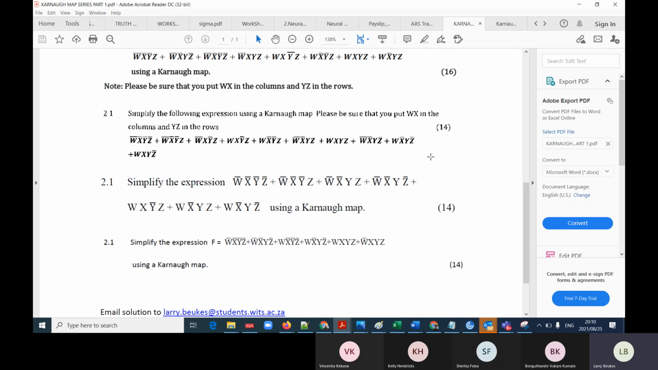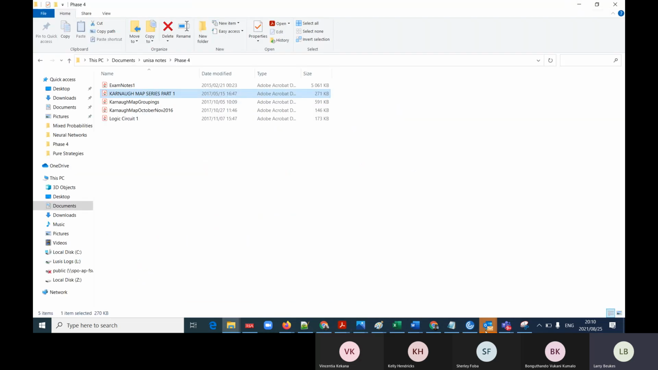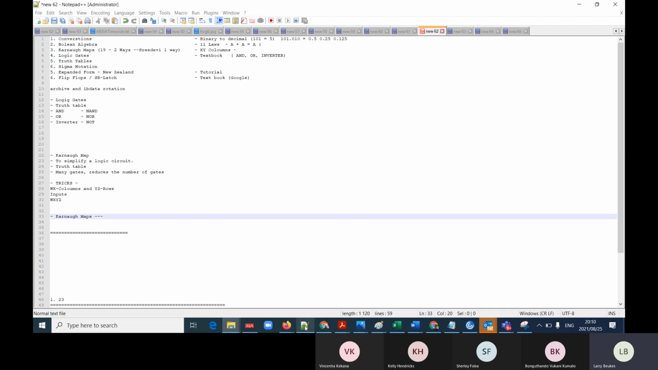Remember, we still need to do the expanded form, but we're going to take some time on the Karnaugh maps because I don't want you guys to make mistakes with them. Okay, anything from you guys that you want?